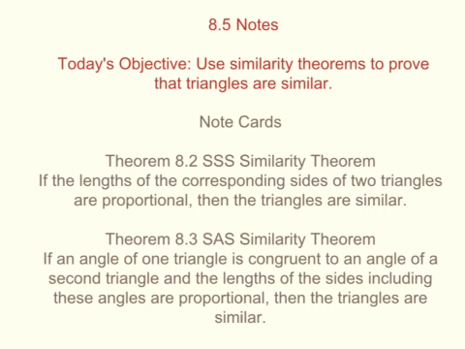And then Theorem 8.3 says if one of the angles is congruent to the angle of the second triangle and two of the lengths of two of the sides are proportional, now remember those two sides have to be surrounding that angle, then the triangles are similar. So again, the only difference between the theorems that we had before with side-side-side and side-angle-side is that the sides aren't congruent to each other, but they're proportional, and that's what makes the triangles similar and not congruent.